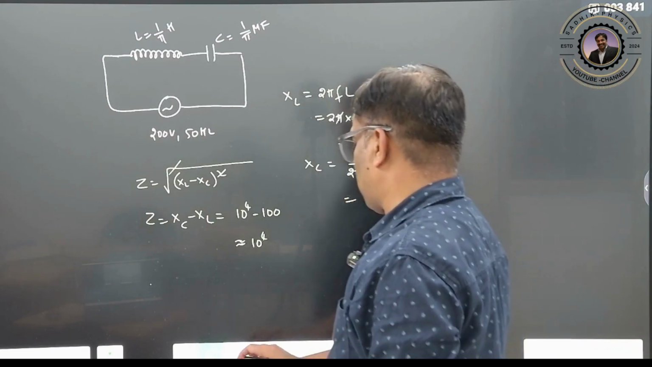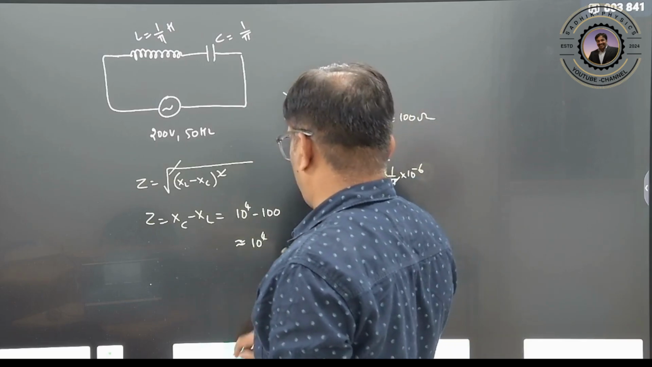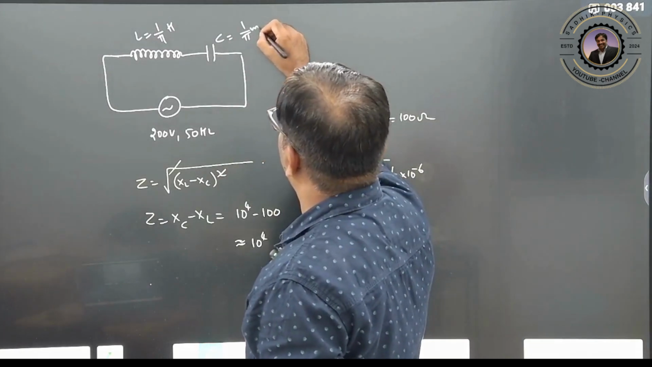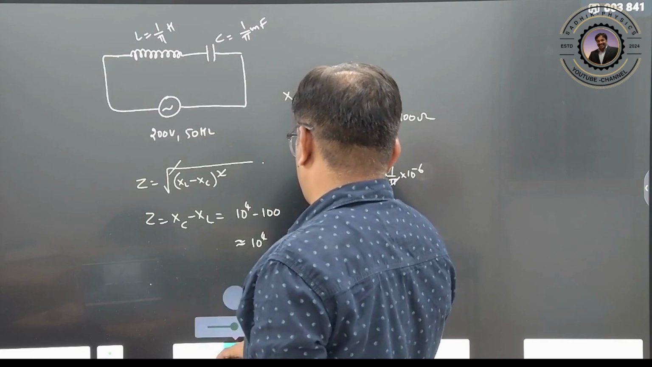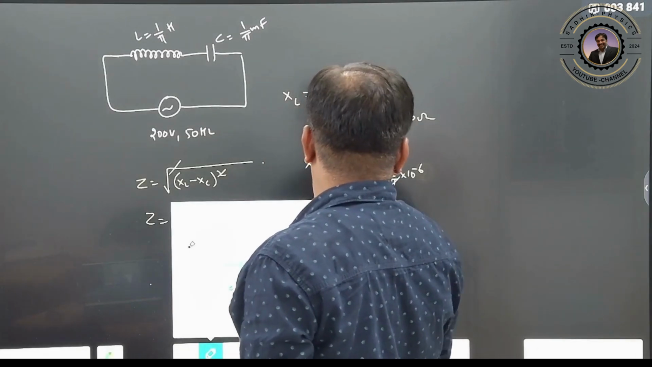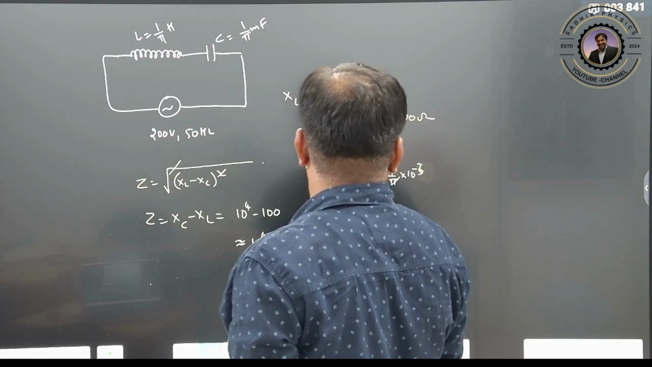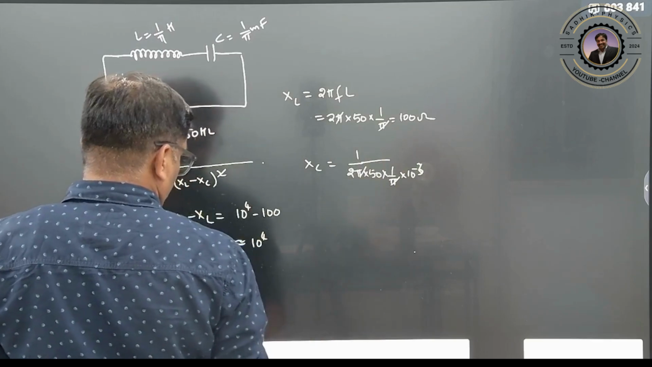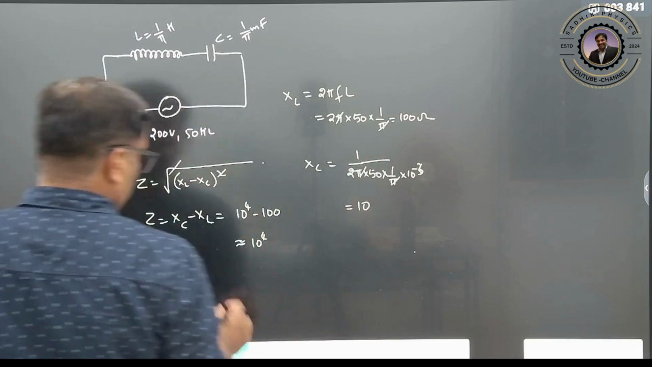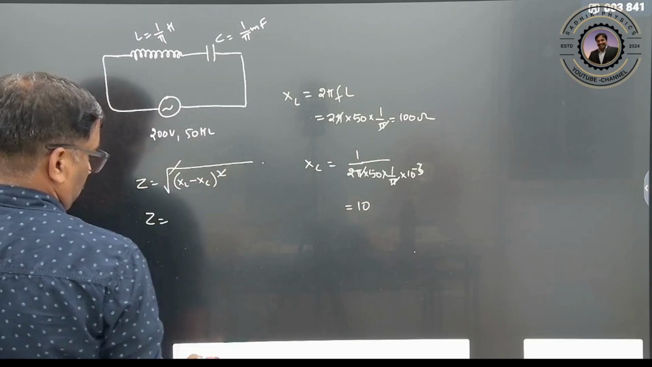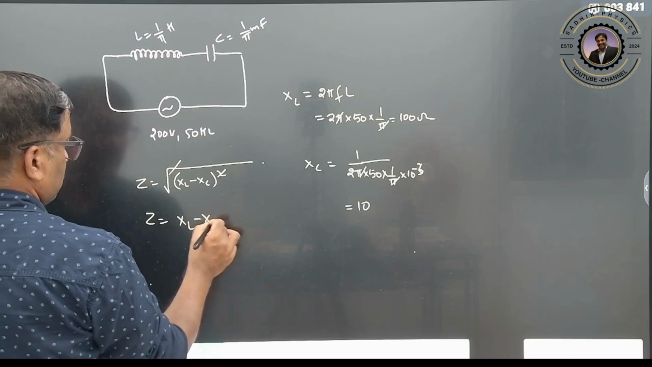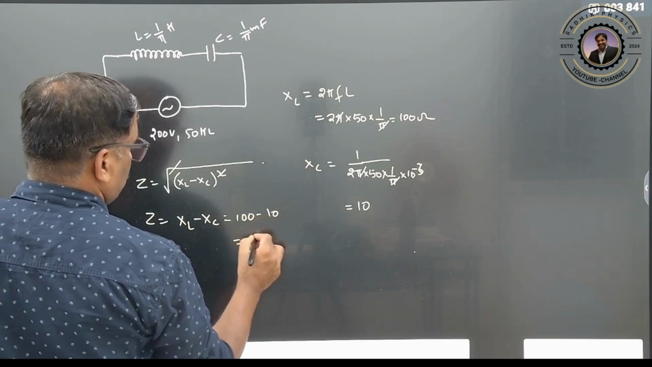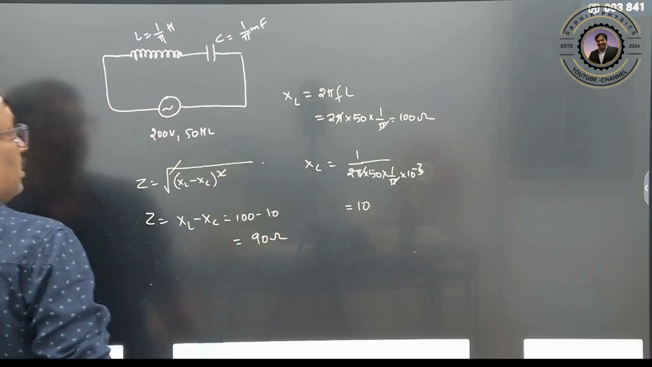Let us see here now, we will change this one, microfarad to millifarad. What will change here? Millifarad means 10 to the power of minus 3. So therefore here 100 becomes 10, so it will become 10 ohms. So the dominating one here was what? Therefore XL minus XC. The dominating one was 100 now, therefore 100 minus 10, so 90 ohms will be your impedance.